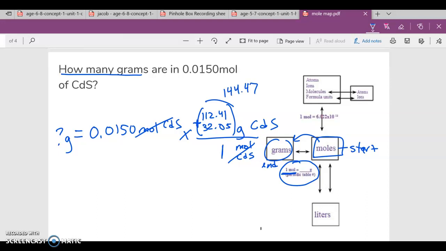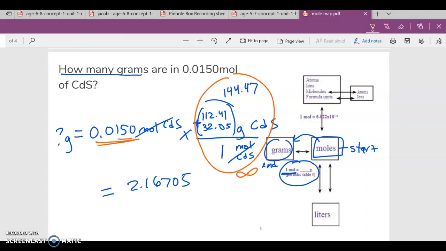144.47. So then in my calculator, I'm going to take this 0.0150 times 144.47 divided by 1. That's easy. And I'm going to get 2.16705. Then I've got to think about sig figs. According to the sig figs that I have, this is a conversion factor, so it has infinite sig figs. This number right here has 3 sig figs. These beginning zeros do not count as sig figs, they're placeholders. So now I've got 3 multiplied by an infinite sig fig, so my sig figs here are going to be only 3 sig figs. 2.1, not the 6, I'm going to call this 2.17 grams of CdS.